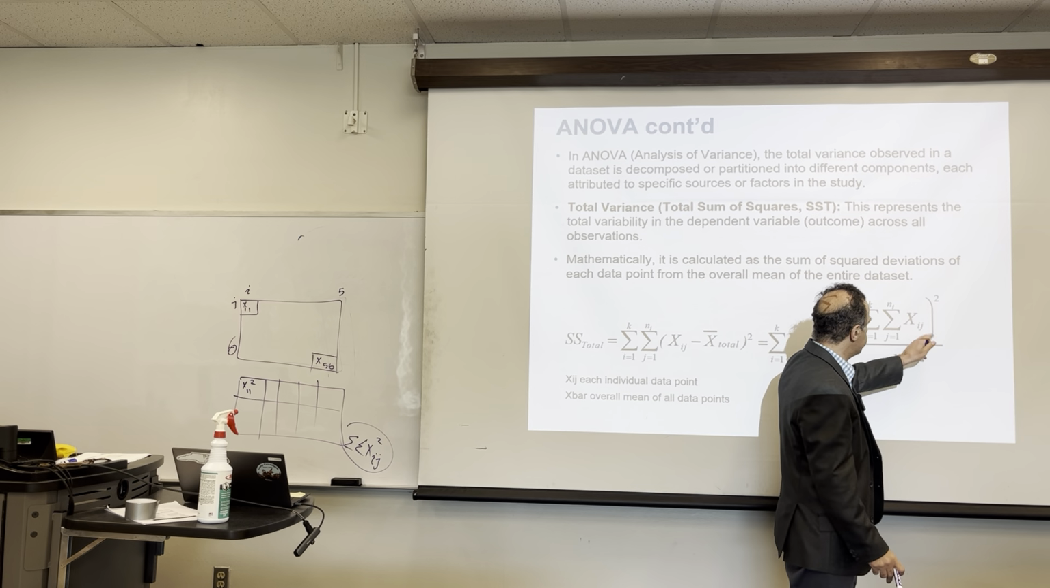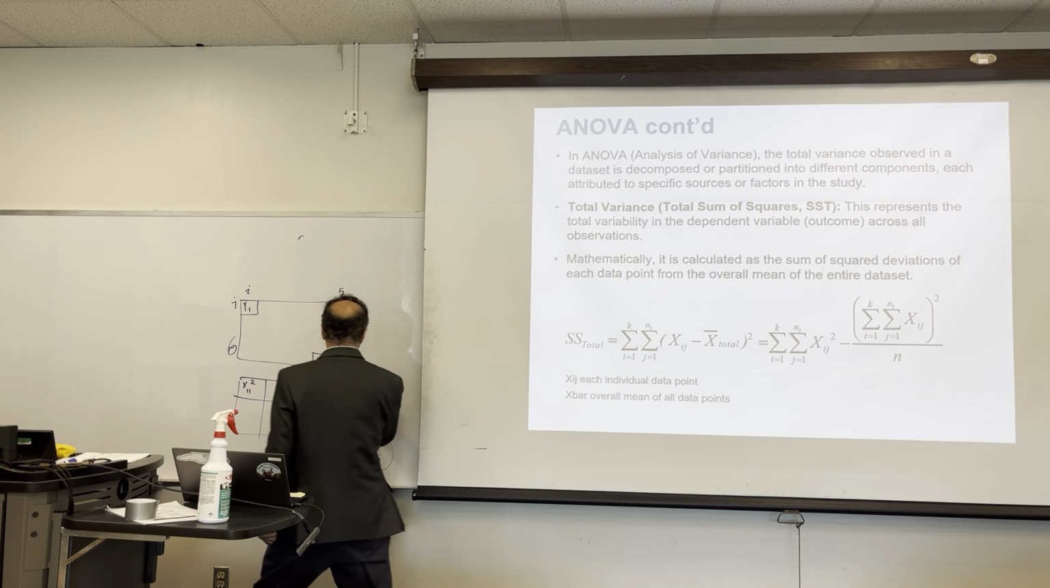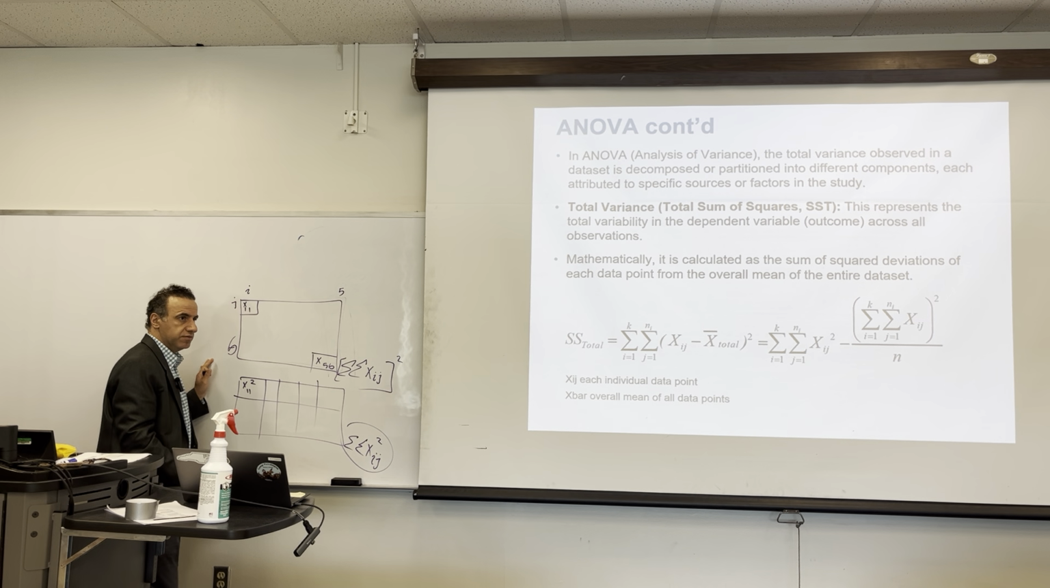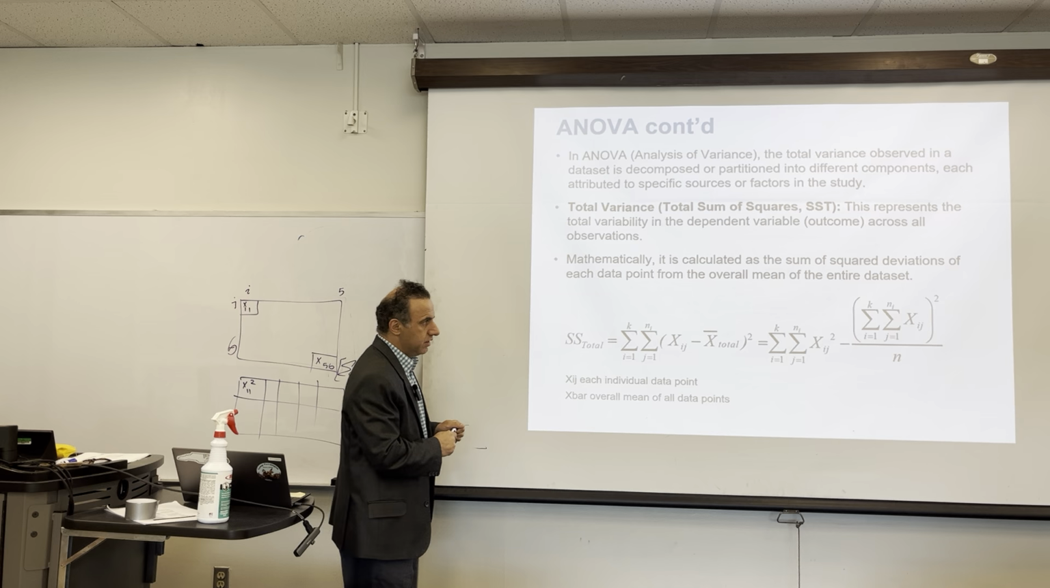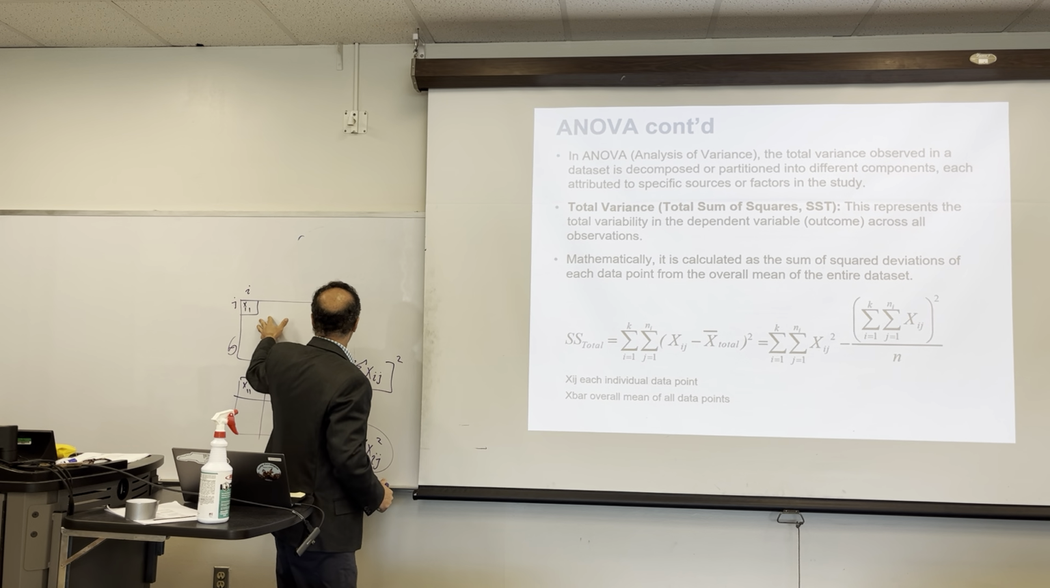Next one is to get the summation of all the numbers from here, Xij, simply the summation of all numbers, and then to the power of 2. Right? What is n? N is the total number of observations. If you have a total number of 25, you put n as 25. So what is this? This is the total variance.